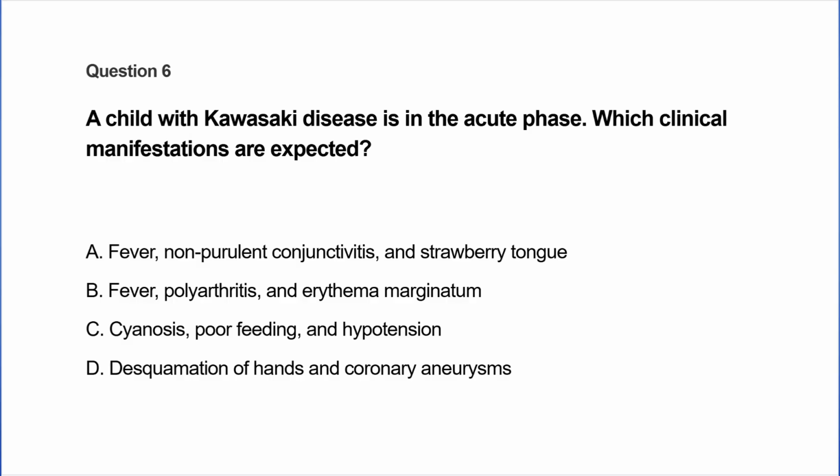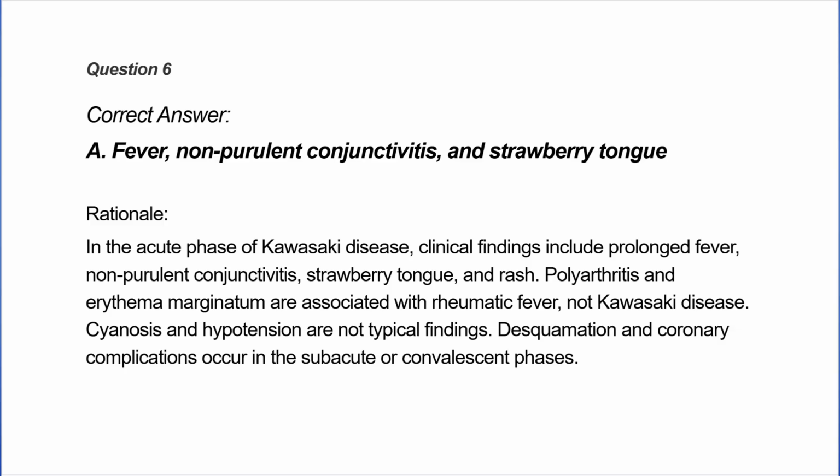Question 6. A child with Kawasaki disease is in the acute phase. Which clinical manifestations are expected? A. Fever, non-purulent conjunctivitis and strawberry tongue. B. Fever, polyarthritis and erythema marginatum. C. Cyanosis, poor feeding and hypotension. D. Desquamation of hands and coronary aneurysms. Answer: A. Fever, non-purulent conjunctivitis and strawberry tongue.